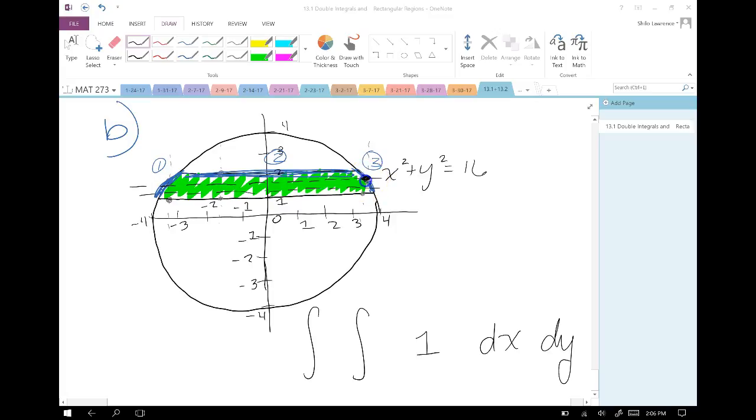They always start on the right side of the circle. They always end on the left side of the circle. You won't have to break it into pieces if you do this horizontally first. So if we do dx dy, that means we're looking at this graph horizontally first.